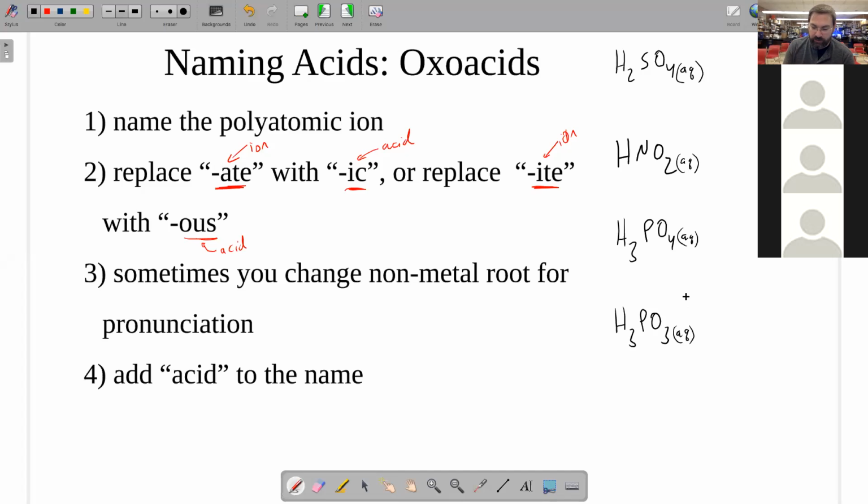Okay, so here's how the naming works. You have H2SO4. You look on the polyatomic ion chart and look for the name of what SO4 is. And SO4 is sulfate.